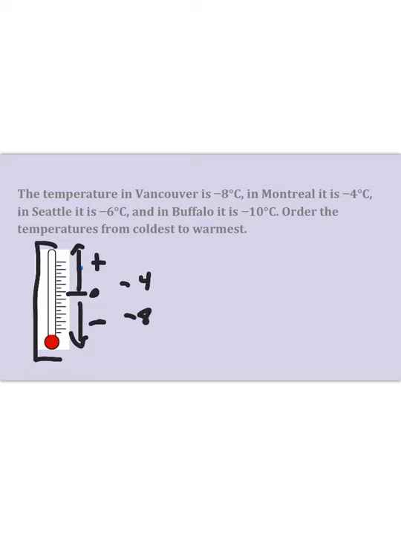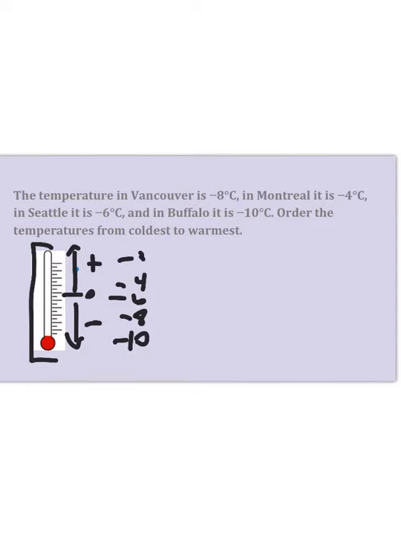I have -6. Well, where's -6? -6 falls between -4 and -8. And then I have -10, which is further down on the thermometer. So this is the order. And eventually it'll get to 0 up here.